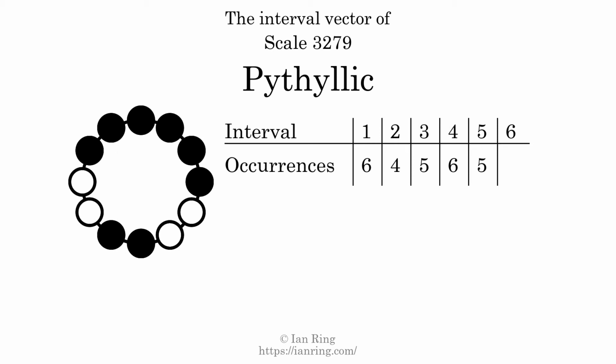There are 5 intervals with a size of 5 semitones. They are here, here, here, here, and here. There are 2 intervals with a size of 6 semitones. They are here, and here. Each interval does not appear in this scale a unique number of times, so this is not a deep scale.